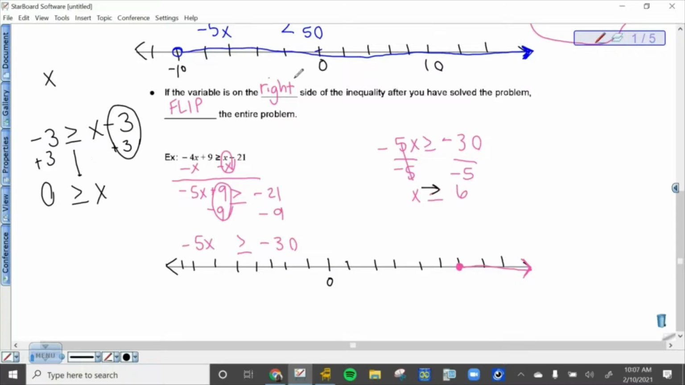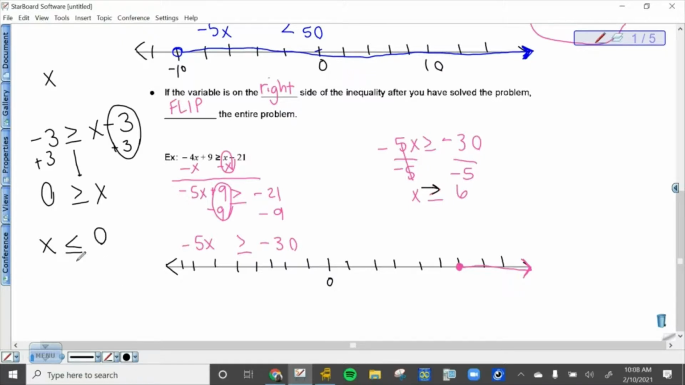Okay. But now, when the variable's on the right side of the inequality, after we've solved the problem, like where we're at now, we want to rewrite the problem backwards. So write it in reverse order. So first is now going to come the x, and then I have to think about it like I'm looking at it from right to left. So that means that I have to flip the inequality to the opposite direction. So it's going to be like this now.